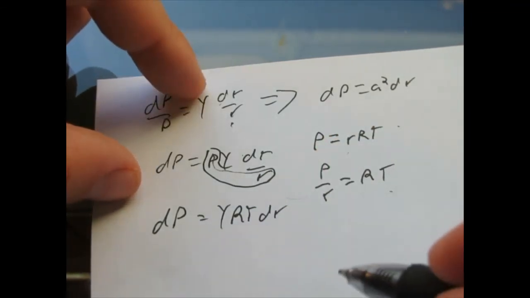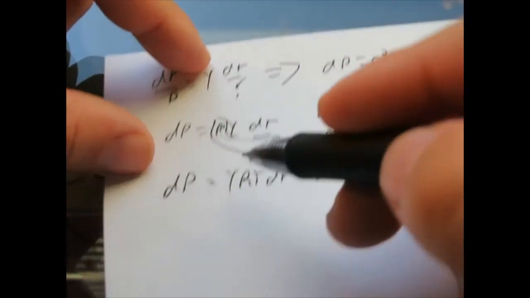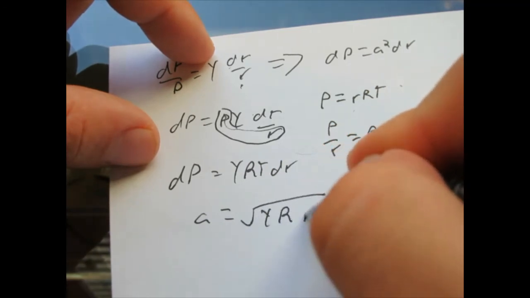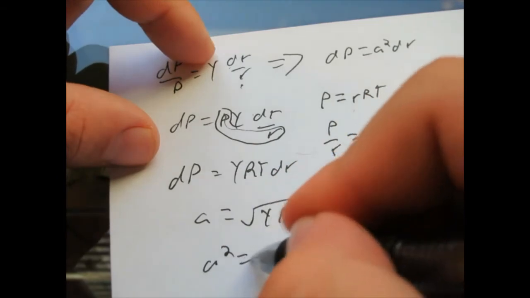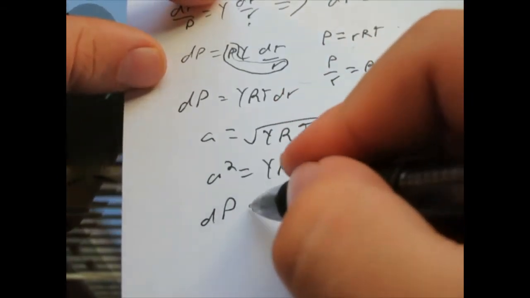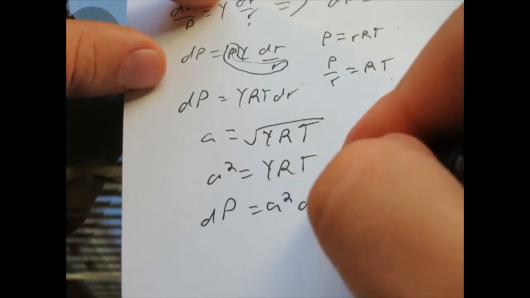Okay, and then we know, well, I don't know if you know, but the equation for speed of sound, A, equals the square root of gamma RT. So, therefore, A squared equals gamma RT. So, delta pressure equals A squared d rho.